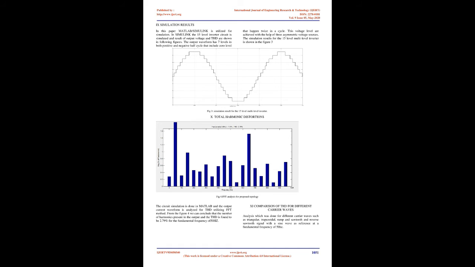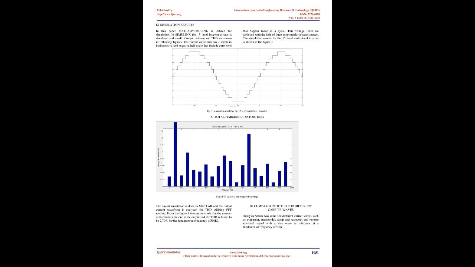The output has both positive and negative half cycles along with a zero level. The switching sequence for the proposed topology is indicated in the underneath Table 1. V1 equals 1 volt, V2 equals 2 volt, V3 equals 4 volt, 1 equals turn on and 0 equals turn off. Table 1. Switching sequence for the proposed topology.